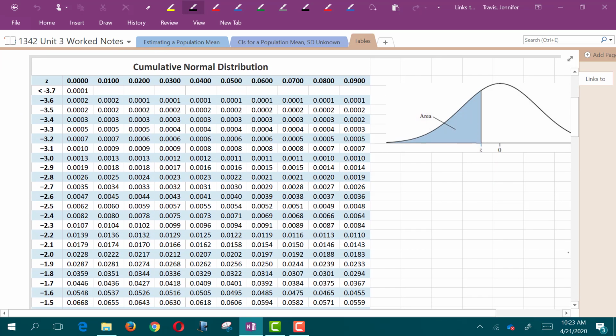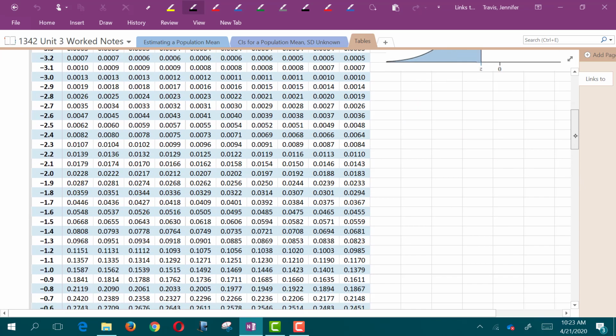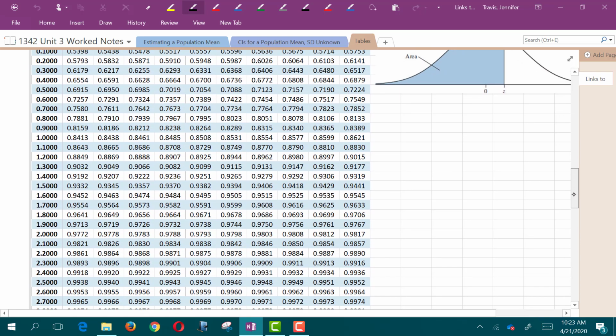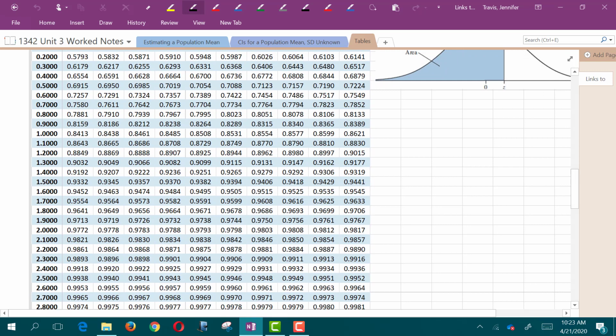So those are the negatives. You can see all those are smaller than 0.5. That's the left half. I want the positive, so I want to find 0.95. Okay, let's looky here. So looks like right about there. So what we have is halfway in between those two, 0.9495 and 0.9505.